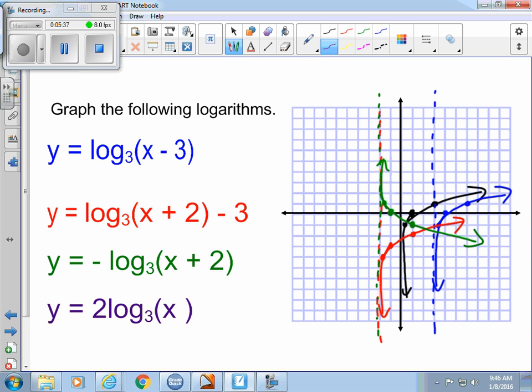Okay, the last one, what does the 2 in front do? Vertical stretch and multiplies all the y values by 2. So this y value is negative 1. What's negative 1 times 2? Negative 2. So that point moves down here. What's 0 times 2? It's still 0. And what's 1 times 2? So you kind of see it stretches it out. The purple graph is the graph multiplied by 2.